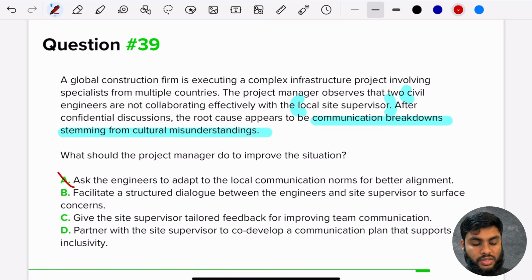Give the site supervisor tailored feedback. So again, just the site supervisor. It's not his or her fault. Everyone's involved, right? It's not someone's fault. It's not the engineer's fault. It's not the site supervisor's fault. There's some misunderstanding. So we need to involve everyone. Partner with the site supervisor to co-develop a communication plan that supports inclusivity. Again, we want to involve everyone. B is going to be the best answer. Awesome.